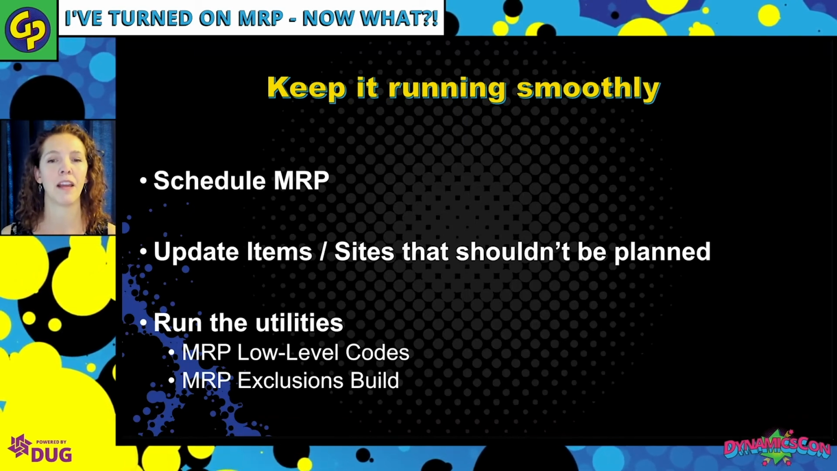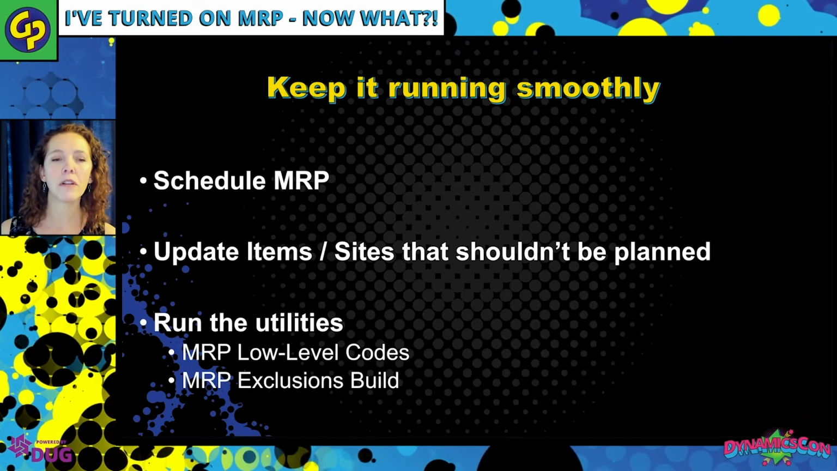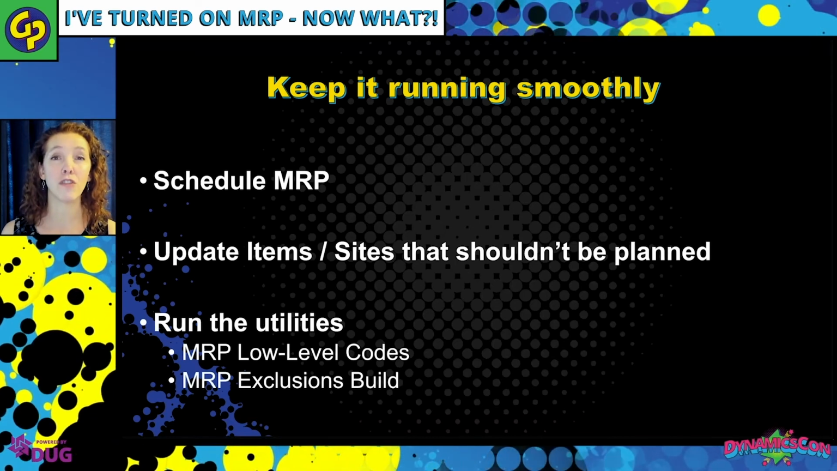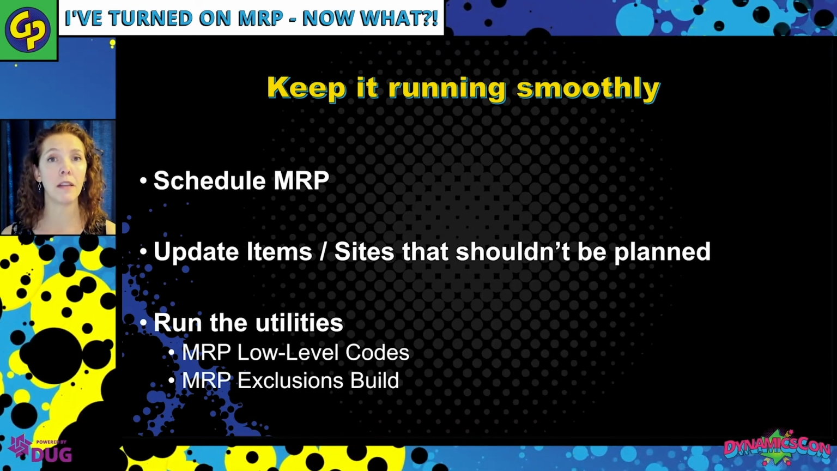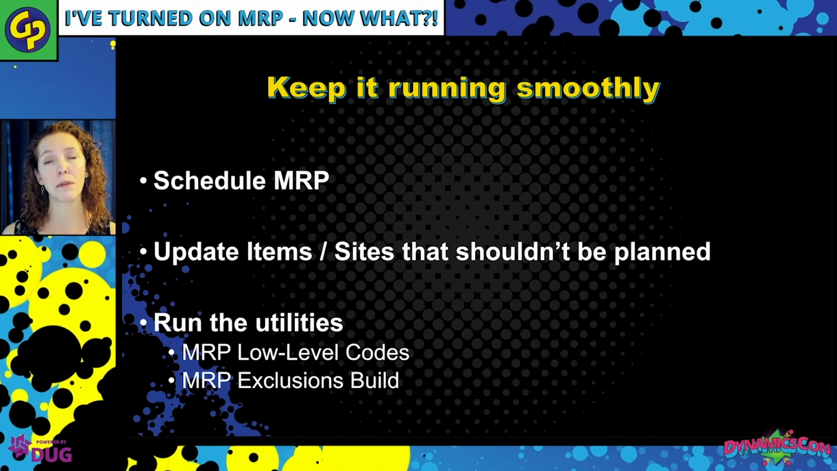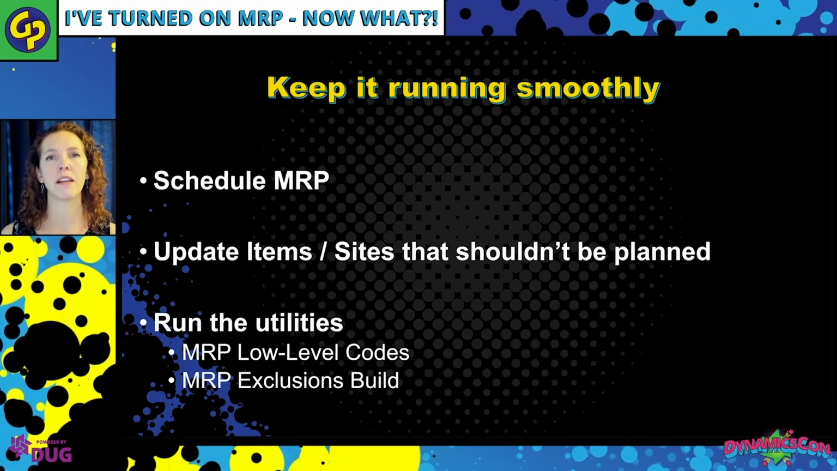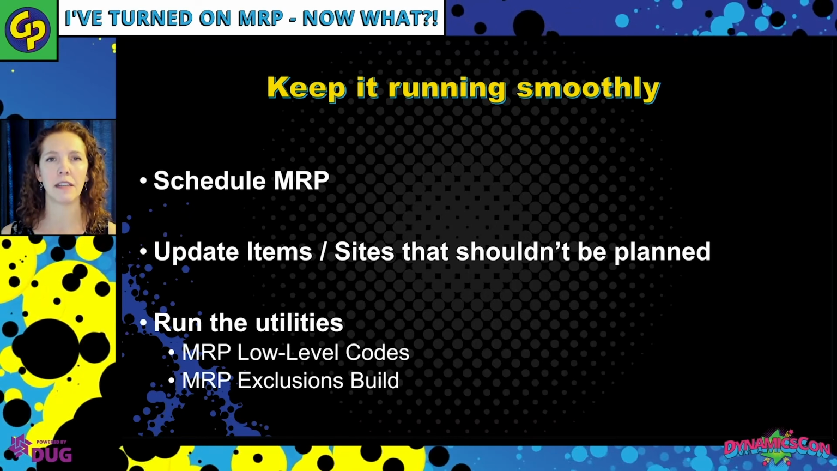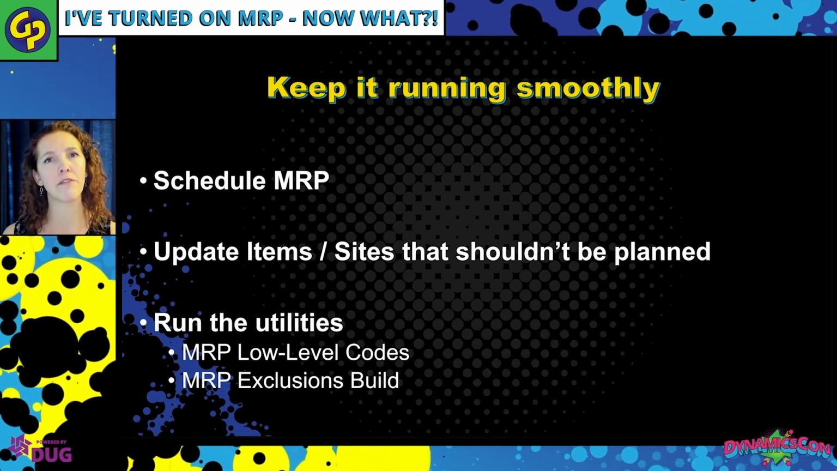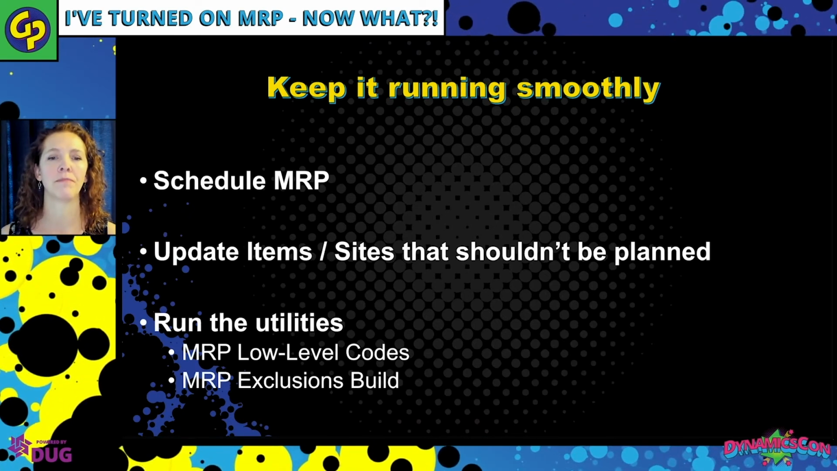without slowing down other processes because you're running MRP all the time. The next thing that can be helpful is if you've got items or sites that shouldn't be planned for MRP, or item site combinations that shouldn't be planned, get that data tidied up so that when MRP is running, it's only running against the right data. It keeps the windows cleaner, it makes it run faster, and it keeps less garbage.